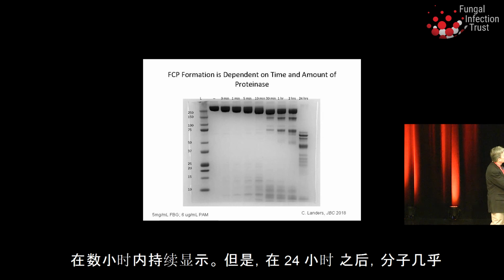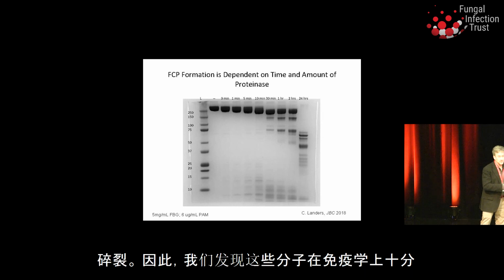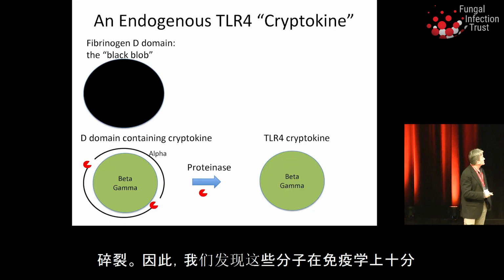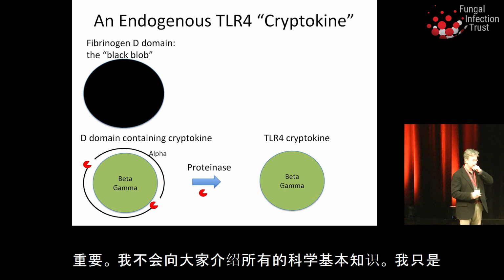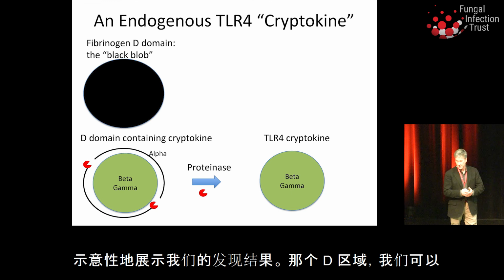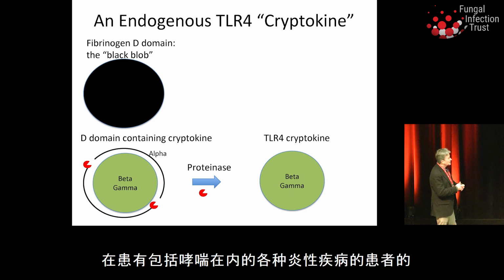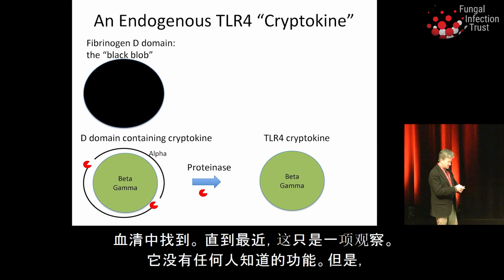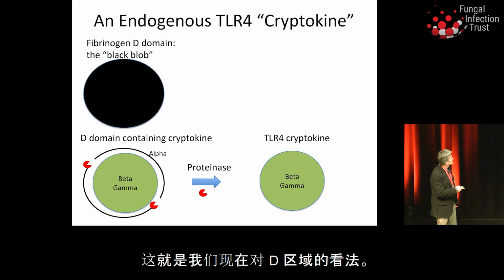So it turns out that these molecules are immunologically quite important. I'm not going to walk you through all the basic science. I'll just schematically represent what we found. That D domain, which can be found in the serum of people that have a variety of inflammatory disorders, including asthma, up until recently, was just an observation. It had no function that anybody is aware of. But here's how we think about the D domain now.